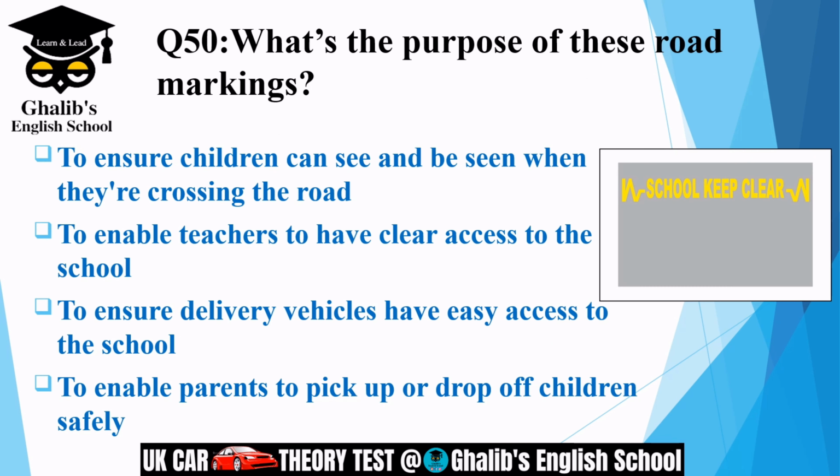Question 50. What's the purpose of these road markings? To ensure children can see and be seen when they are crossing the road, to enable teachers to have clear access to the school, to ensure delivery vehicles have easy access to the school, to enable parents to pick up and drop off children safely. So guys, this road marking is for the safety of children. That's why we have these markings clearly indicating school keep clear. So the correct option is number 1.